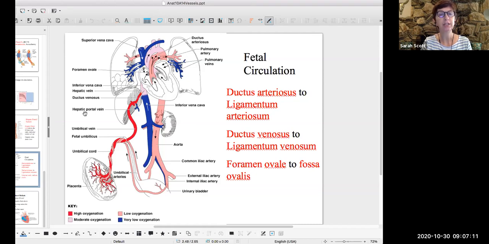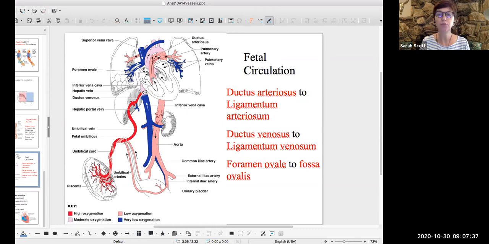Now, this connection is called the ductus venosus. A ductus is just a narrow tube, and it's called venosus because it's connecting two veins. So the oxygenated blood joins the deoxygenated blood that's in the vena cava. Notice the mixing that occurs here. Now the blood is moderately oxygenated.